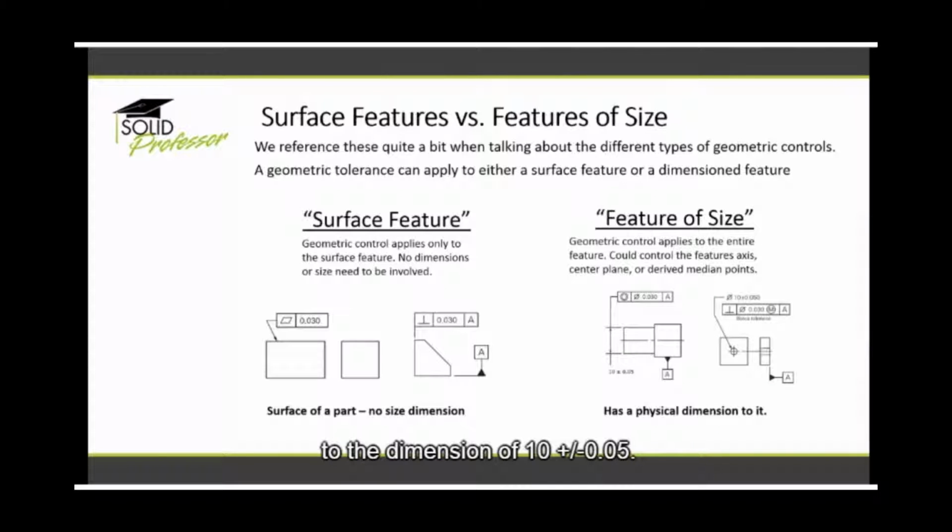Another simple way to remember it is just knowing that a surface feature is usually a 2D feature. It's a flat or curved surface that you're applying the geometric control to, while a feature of size is a tangible 3D object.